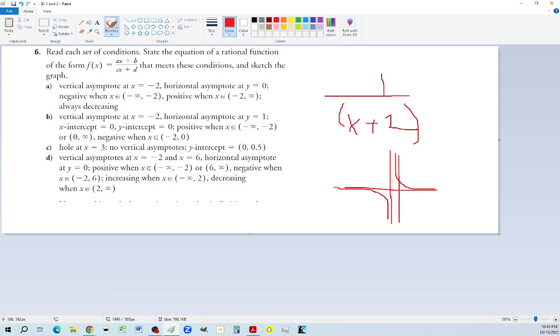Vertical asymptote at x minus 2, so the same thing. Horizontal asymptote at y is equal to 1. Okay, just put an x up there. We're set. X-intercept 0, y-intercept 0. Okay, 0, 0, I guess is what they're saying. When x is 0 here, we get 0 over 2, which is 0. So that's good. And we want it positive when x is going to negative infinity, and we want it negative when it's this. So we're just going to put a negative number here.